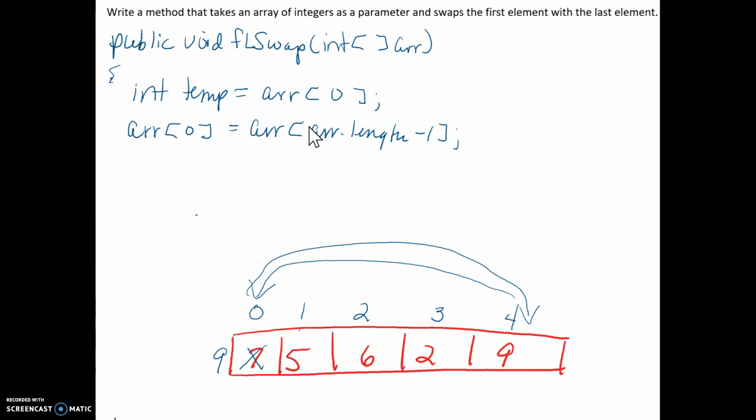And now we can take the value that's in temp and we can assign it to R dot length minus 1. So we'll start with our target, which is R dot length minus 1, equals our assignment, and then temp, semicolon. And that's it. We're all done. We've made the swap. We have now swapped the first and the last, and our array should look like 9, 5, 6, 2, 7.